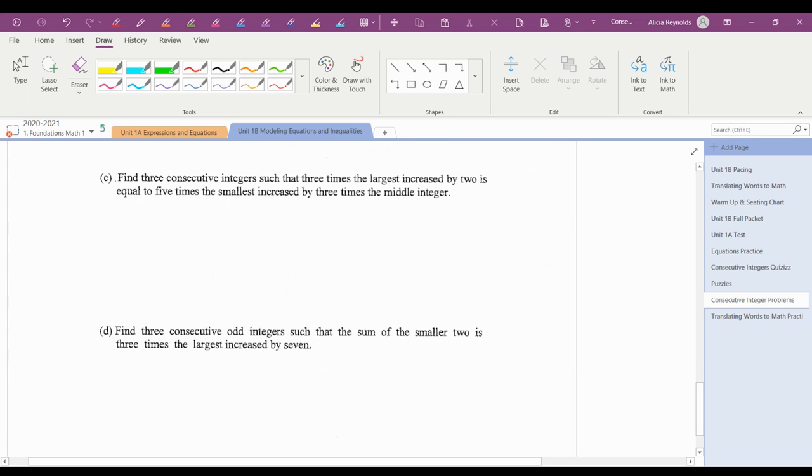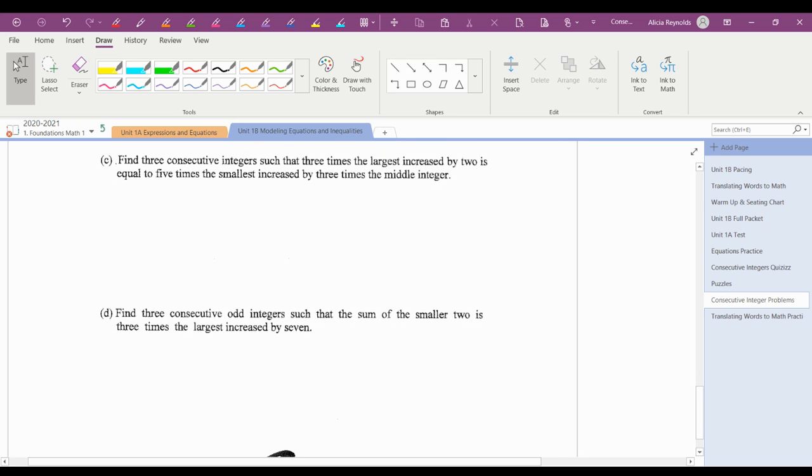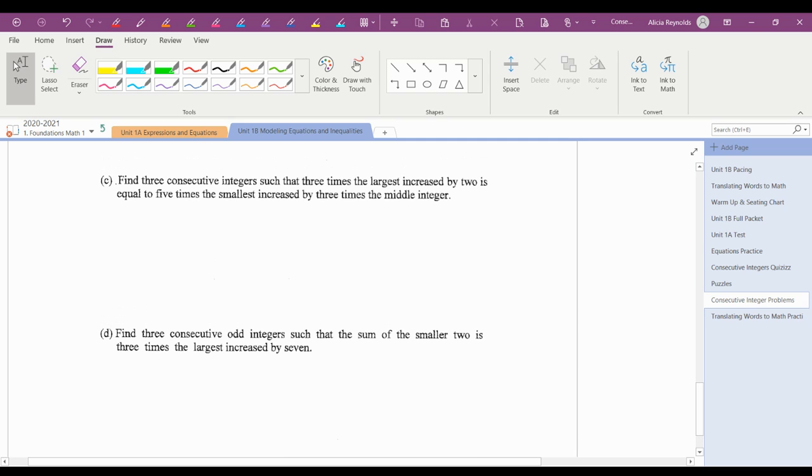Letter C. Find three consecutive integers such that 3 times the largest increased by 2 is equal to 5 times the smallest increased by 3 times the middle integer. This is probably the most complex, and we need to make sure that we're paying close attention to how our integers are grouped. So first, we need to realize or decide what variable we're going to use.